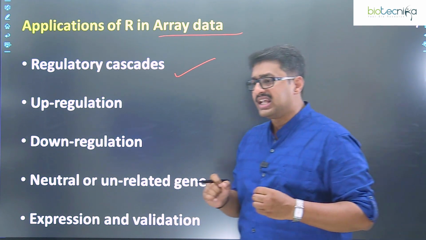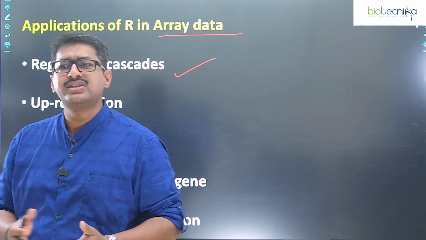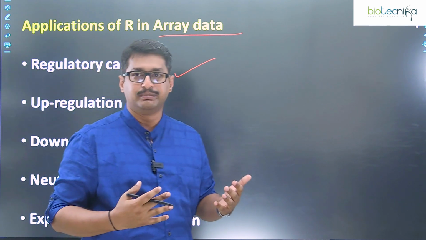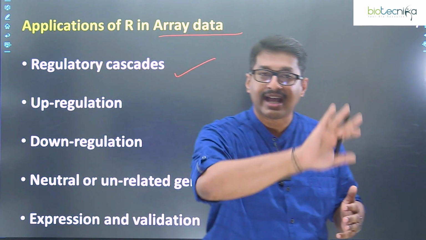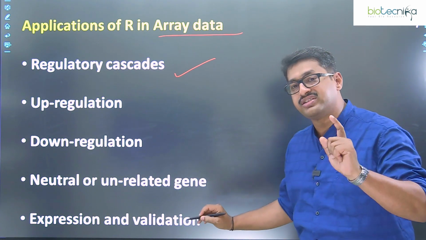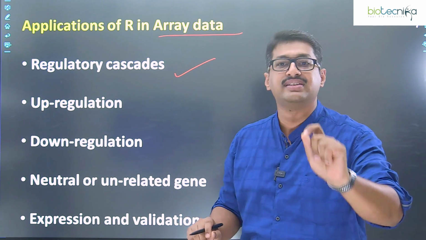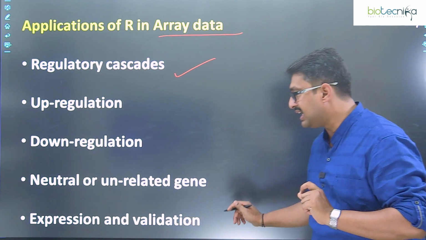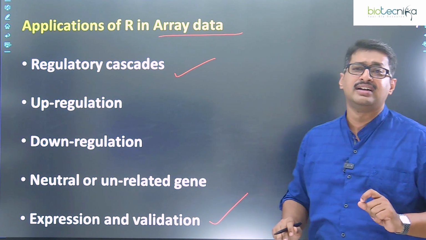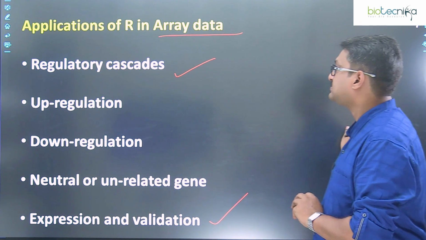And very importantly, if there is a certain set of genes which are neutral, or totally unrelated, genes which are not responding to your treatment, these particular genes could be excluded from your data. Then the highly expressed genes, either based on the p-value or on their scientific significance, could be analyzed with their fold ratio, and this expression and validation of the data becomes very, very simple using R array data.